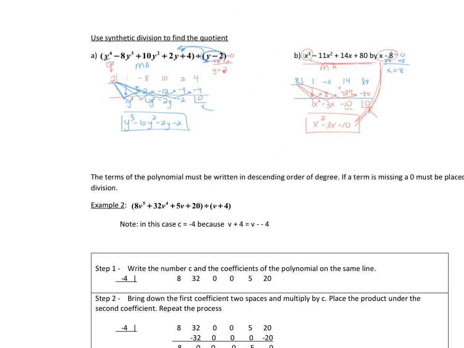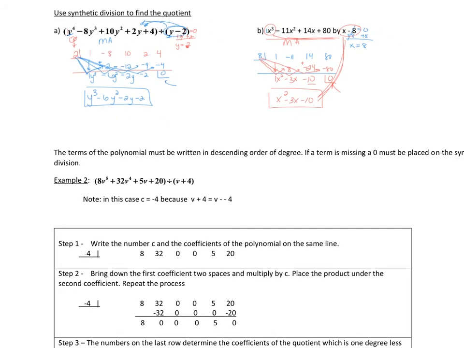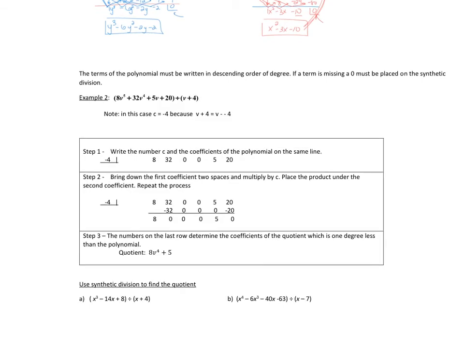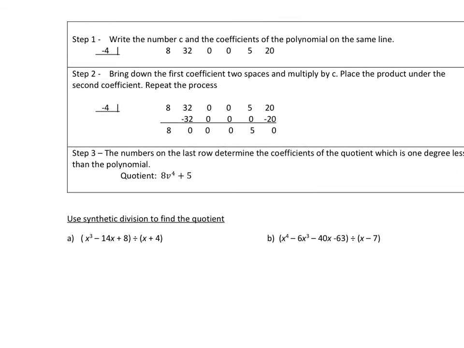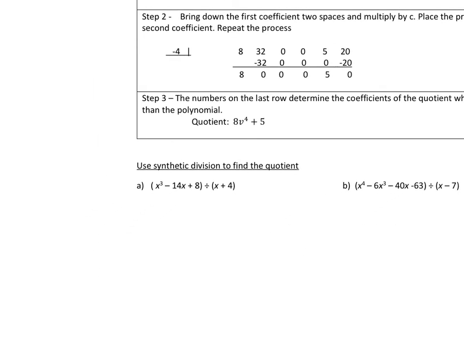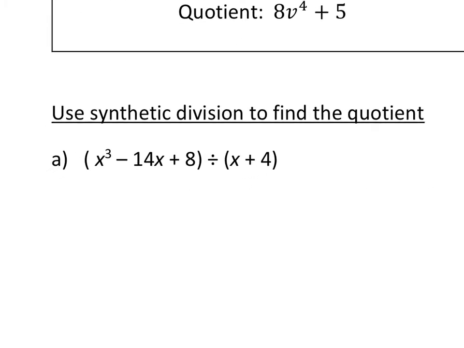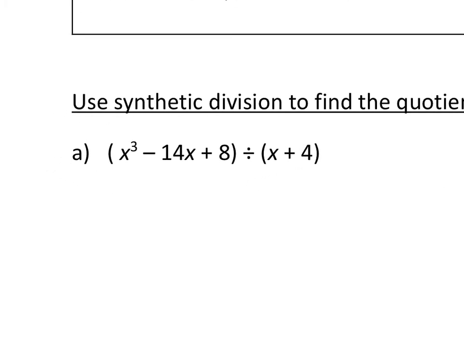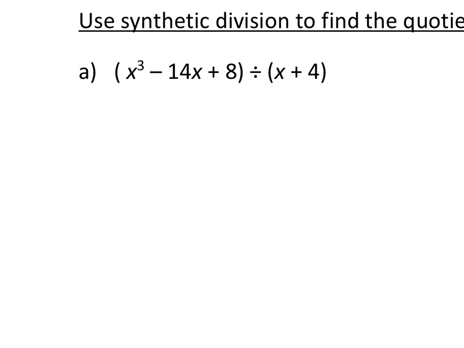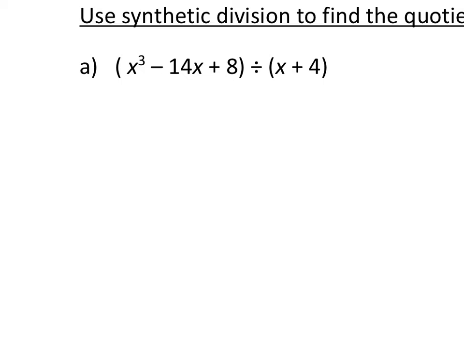All right, so this little section here talks about how it needs to be in descending order, and if there's a term missing, you need to put a 0 in. So it goes through an example right here, but I want to just do it and show you so that, like me personally, I'm a visual learner, so I really do need to see it myself. So I'm just going to show you one done out. This will help you.